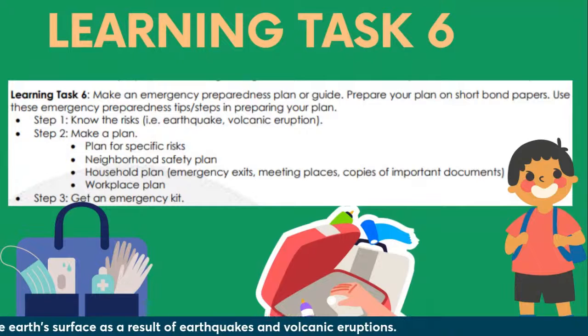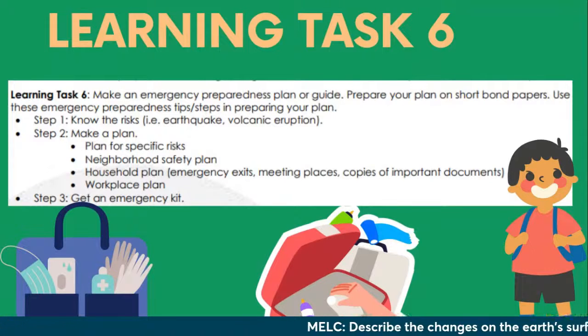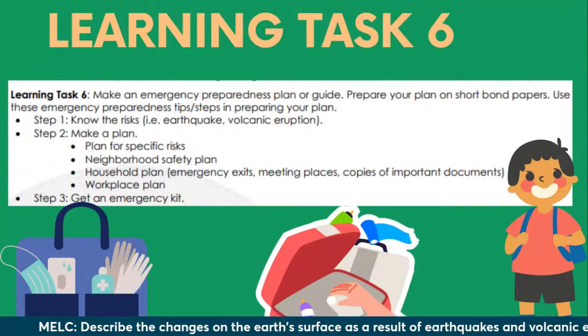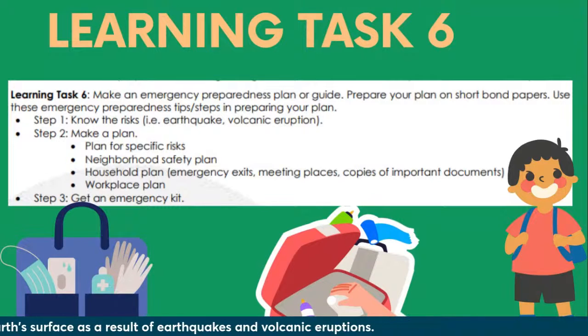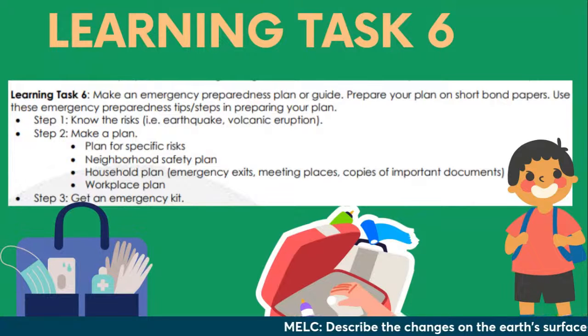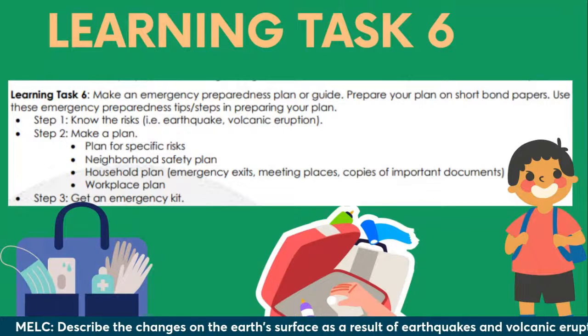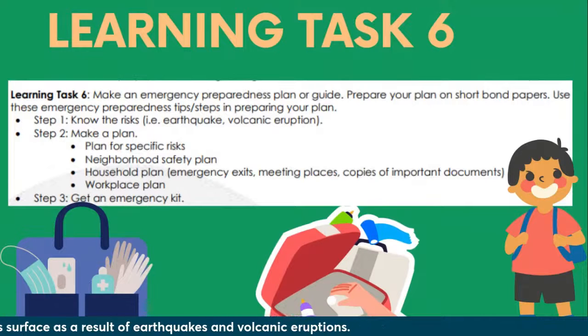What is your plan? Can you plan for a specific risk? Isulat nyo anong plano nyo kapag lumindol. Anong plano nyo kung pumutok ang bulkan. Second, neighborhood safety plan. What's your plan with your neighbors o kapitbahay? Third, household plan. Example, emergency exits. Saan ka lalabas? Meeting places. Where are you going to hide? Where are you going to stay? Copies of important documents, o mga importanteng dokumento o papeles na kailangan ma-safe keep o maitabi natin.